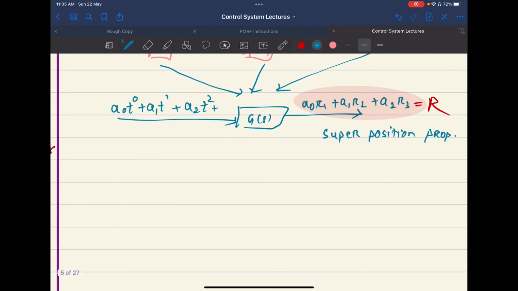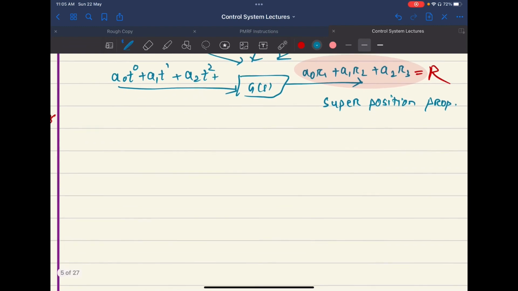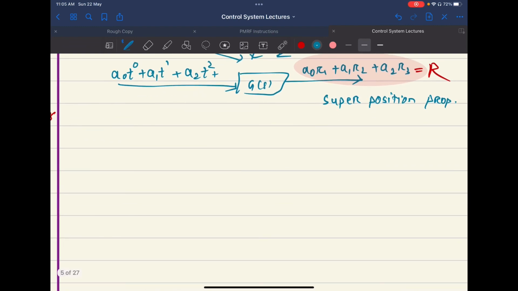So this is the beauty of the linear system that I wanted to explain in today's class. In the next class, we'll be discovering some properties about the closed loop and open loop systems.